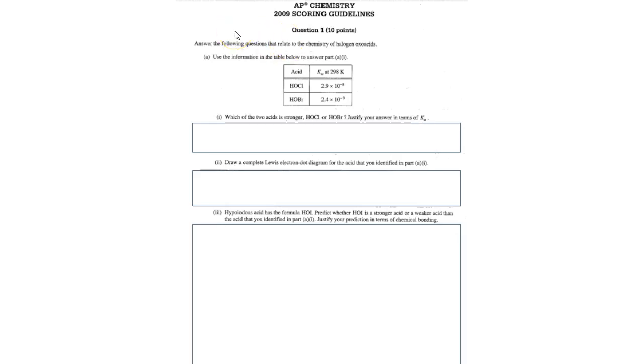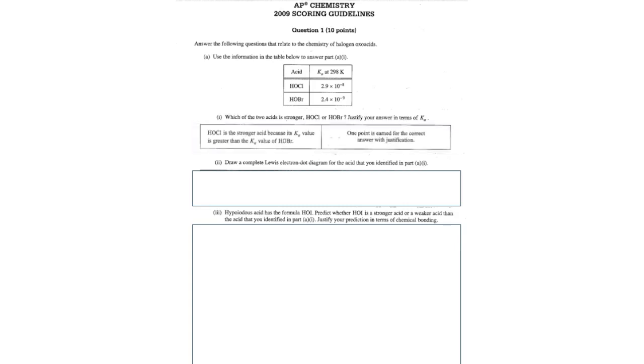Okay, here's a free response question from 2009 on acids and bases on this AP chemistry exam. The first question says, use the information below to answer part A, and what they've given you is a couple of Ka values for hypochlorous and hypobromic acid. The hypochlorous has a larger number, therefore it's a stronger acid, which is exactly what they're asking in part 1. Which of the two acids is stronger? The answer, once again, is hypochlorous because it has a higher Ka. That's all we need to do because they asked to justify it in terms of the Ka.